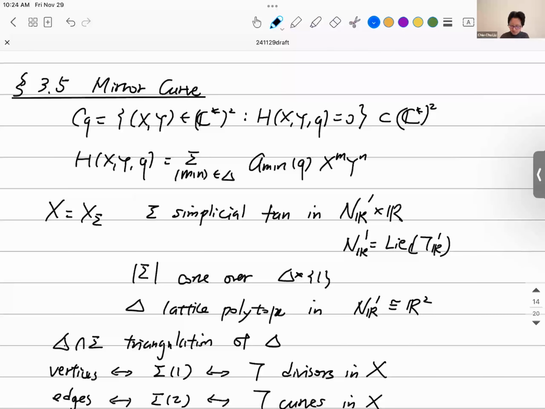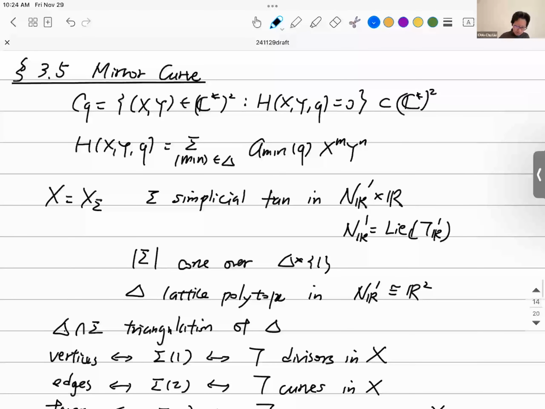But now, we have finished the A model geometry, the definition of the A model topological string, and also the graph sum formula, which is a key ingredient of the proof. So now we will talk about B model geometry. We will define the B model topological string. So recall that the mirror curve is an affine curve in C star 2.